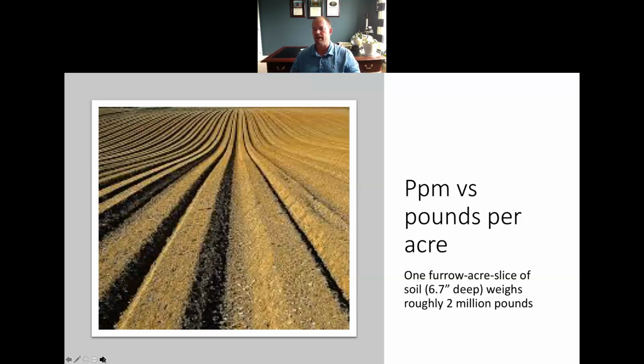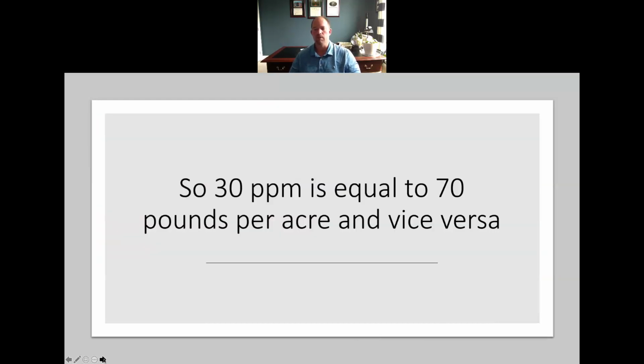Well, 1 furrow acre slice of soil, which would be about 6.7 inches deep, weighs roughly 2 million pounds. So, what we would call a furrow acre slice, which would be a standard unit of soil when it comes to soil testing, weighs about 2 million pounds. So when we talk about parts per million, and we know that a furrow acre slice of soil, which is basically your root depth of a given body of soil, is 2 million pounds. So a 30 part per million result on a soil test is going to be equal to 70 pounds per acre, and vice versa. So just understand that a pound per acre reading is double a part per million reading.